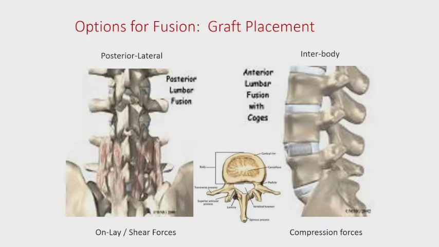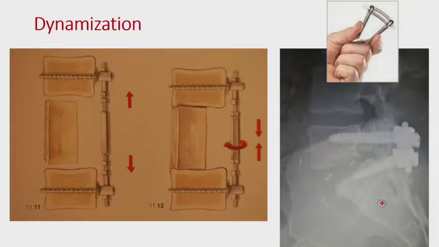This is an onlay graft. Everything's always under shear. This is an interbody graft. People hear about interbody grafts. The beauty of an interbody graft is the interbody area has a tremendous surface area for fusion, and the graft is under compression, which is how bone heals. This is continual shear forces, which doesn't heal as well.